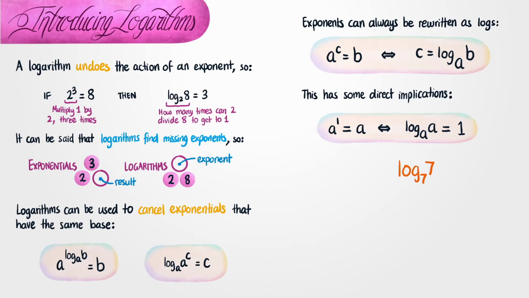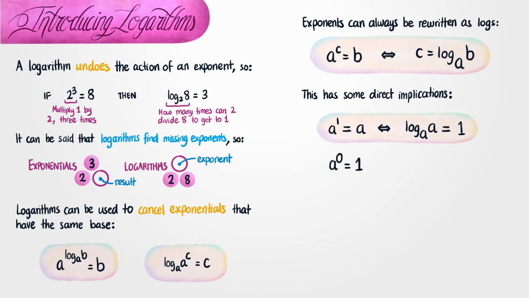I can just demonstrate this with an example quite easily. If we have the log base 7 of 7, that's just asking us, how many times can I divide this number 7 by 7 to get the number 1? Well, obviously the answer is just 1. So the log base 7 of 7 must just be 1.